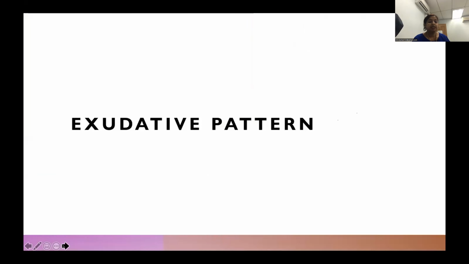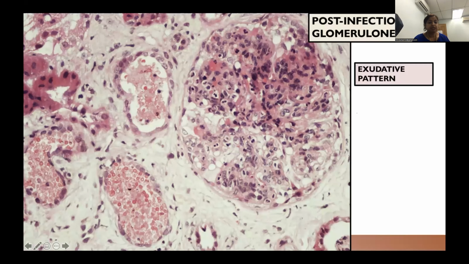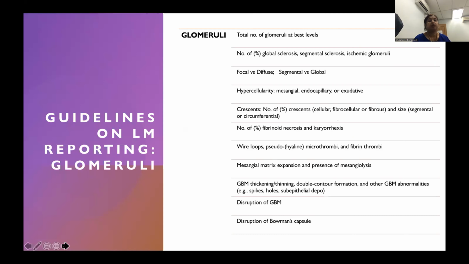Okay, what is exudative? Exudative pattern is typically very specific for post-infectious. When you have loads of neutrophils occupying the glomerular tuft, loads of neutrophils and loads of inflammatory cells. So basically very specific for post-infectious. We look for exudative pattern. This actually describes them quite well.